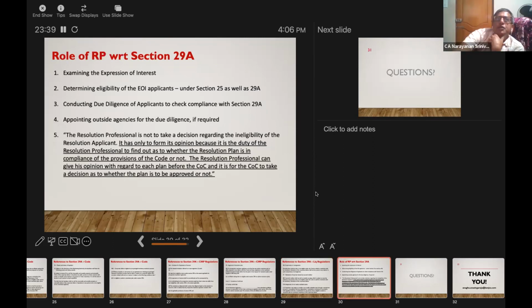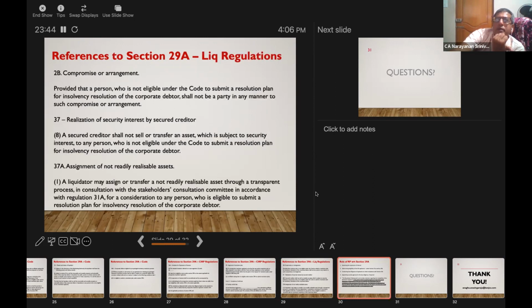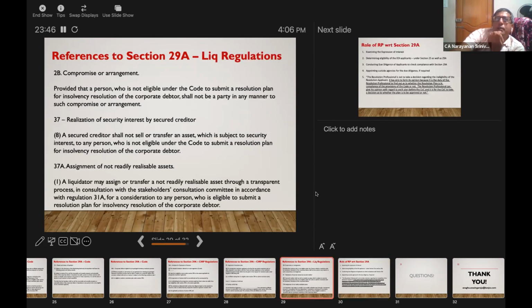Madam, can you take a question? Yes, sir. In the previous slide, you are saying compromise and arrangements. Where is the RP involved in this, madam? This is for liquidation regulation. So in the course of liquidation, when somebody comes with the proposal for compromise or arrangement, it is the liquidator's duty to take that to the NCLT and file an application. Not during the CIRP. At that time financial creditors are excluded from the purview.